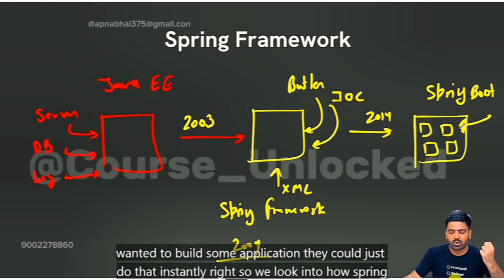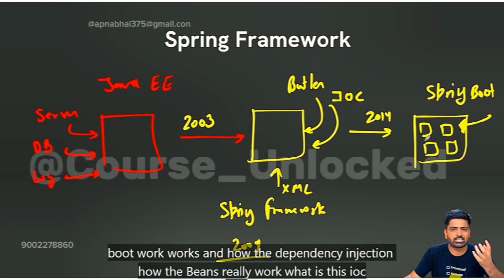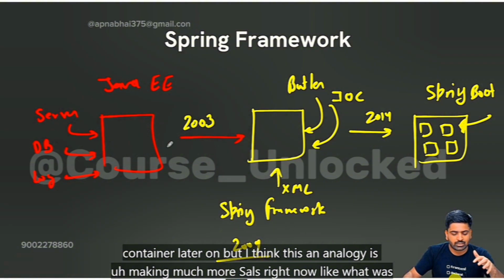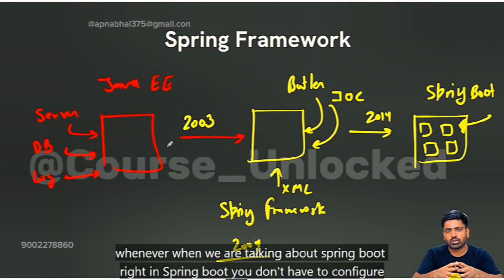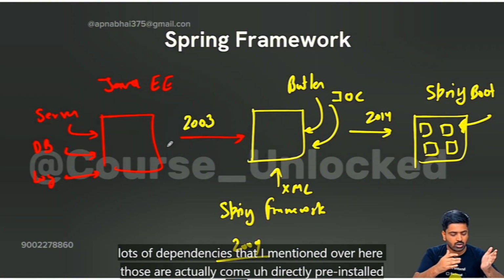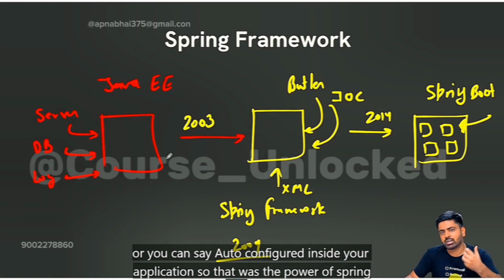So we'll look into how Spring Boot works and how the dependency injection, how the beans really work, what is this IOC container later on. But I think this analogy is making much more sense right now, like what was the scenario before 2003, before the era of Spring Framework, and how things have now changed to when we are talking about Spring Boot, right? In Spring Boot, you don't have to configure lots of dependencies that I mentioned over here. Those actually come directly pre-installed, or you can say auto-configured inside your application. So that was the power of Spring Boot.